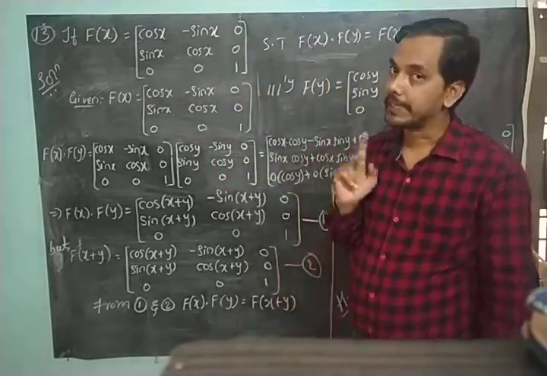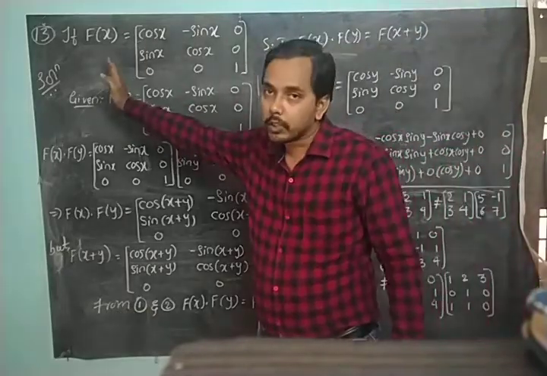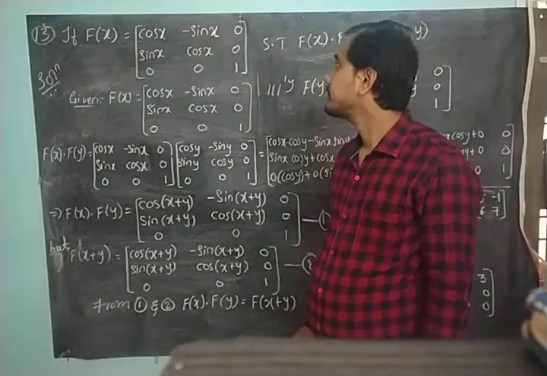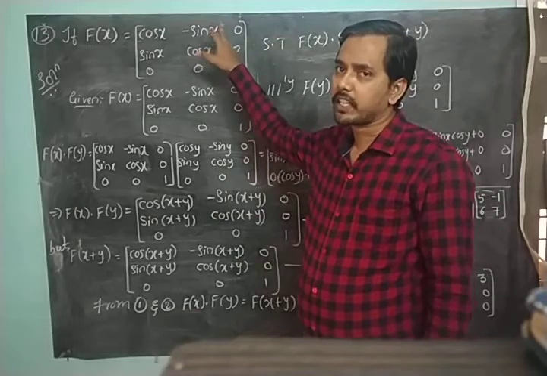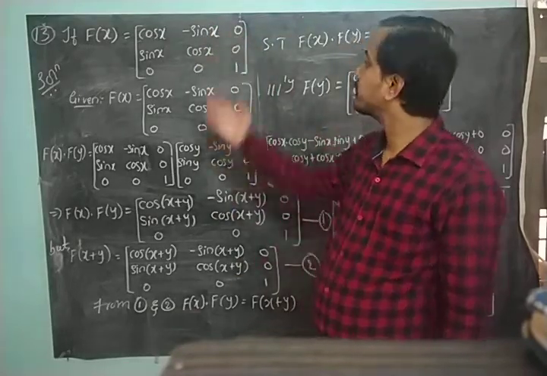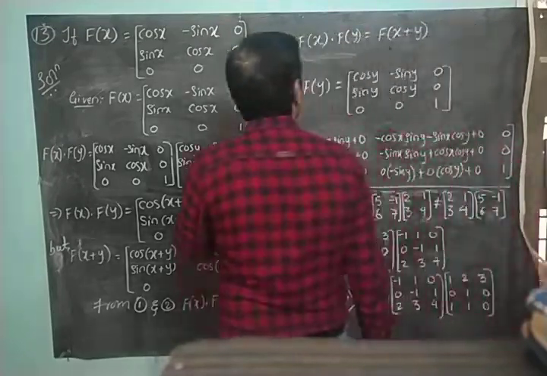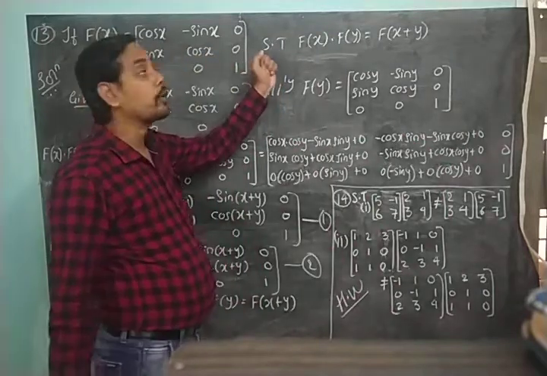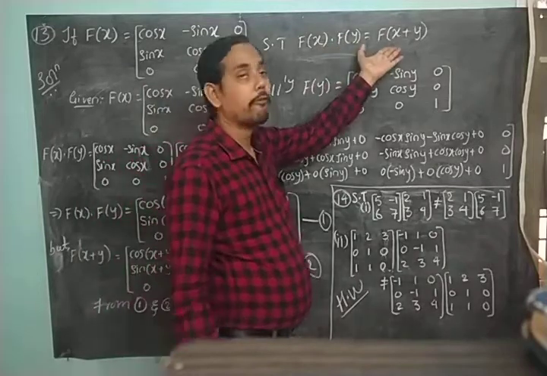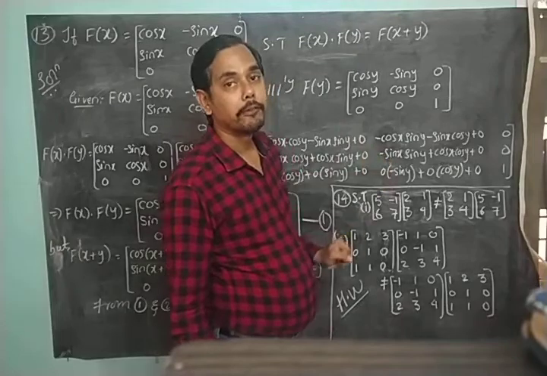So it is a 3 cross 3 matrix, and this matrix is a function of x. Whatever functions come here, they will be in terms of x only. You can see cos and sin, all are in terms of x. What we need to prove here is that f of x into f of y is equal to f of x plus y.